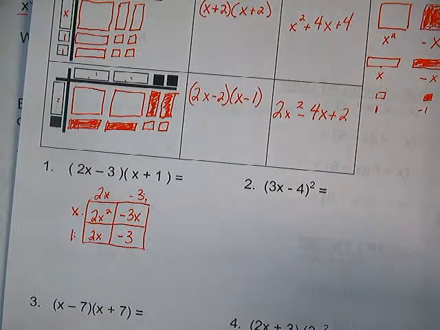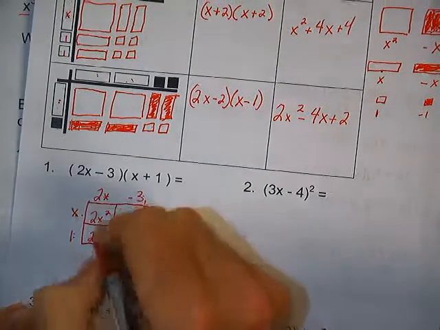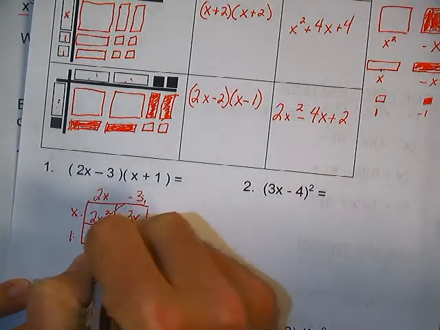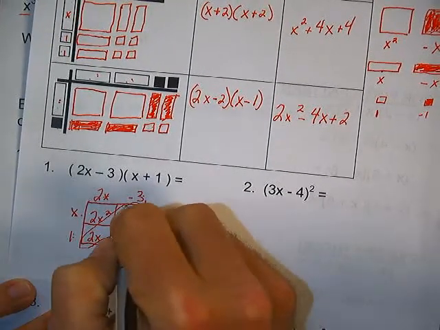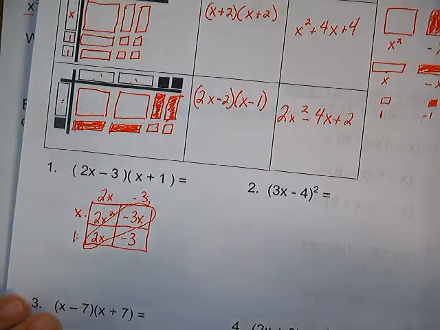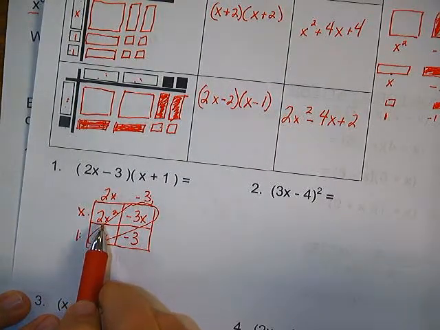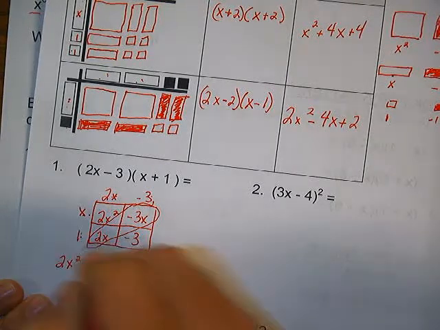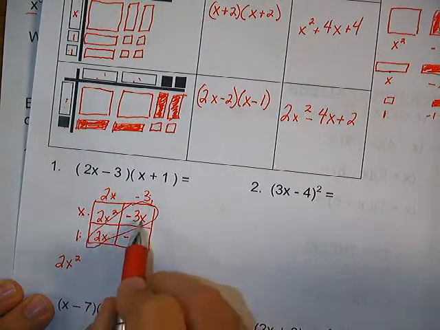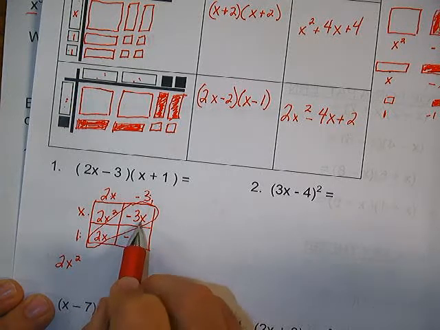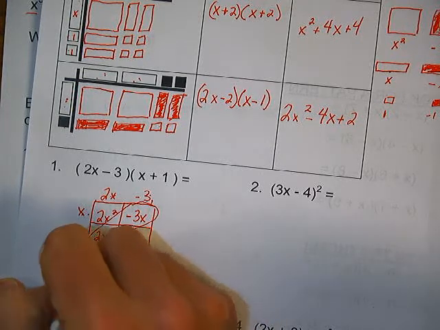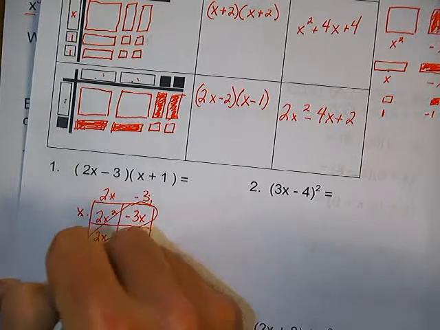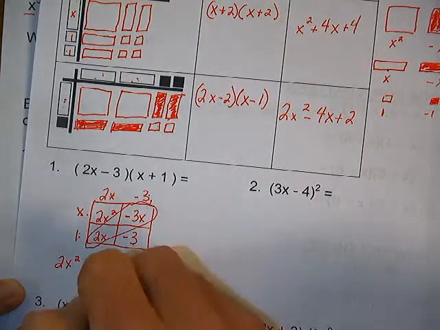Now I have to combine like terms and come up with the product. The ones you have to combine are typically right here. So add up all the 2x squareds. We have 2x squared. Now, we have to combine these. They're like terms. Negative 3 plus 2 is negative 1x. And then we have the negative 3.